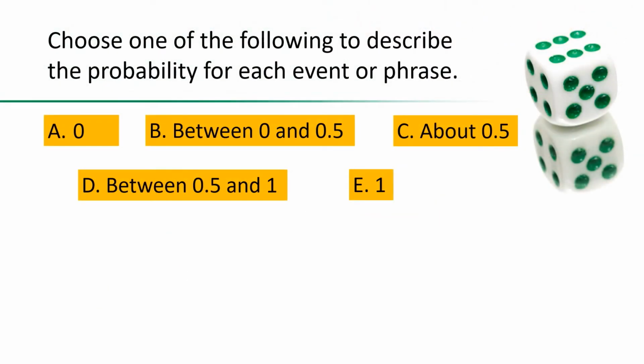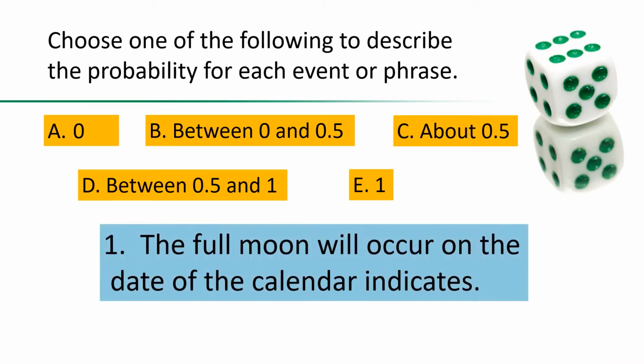Let us have a short activity regarding our previous lesson. You are going to choose one of the following to describe the probability of each event or phrase. Letter A is for impossible event. Letter B is the unlikely event. Letter C is equally likely event. Letter D is likely event. And letter E is certain. So let's start. Number 1. The full moon will occur on the date the calendar indicates. What's your answer? And the correct answer is, it is a certain event.